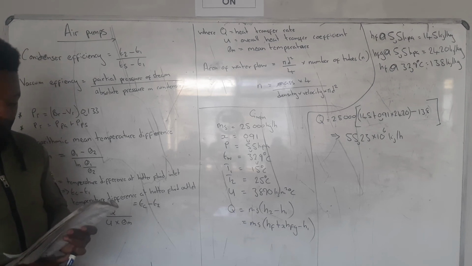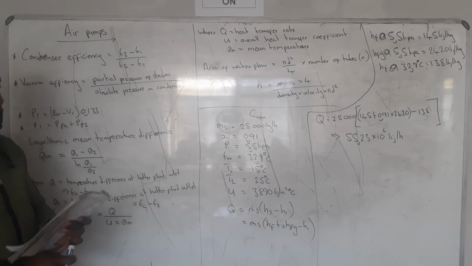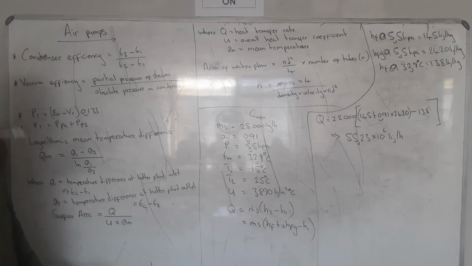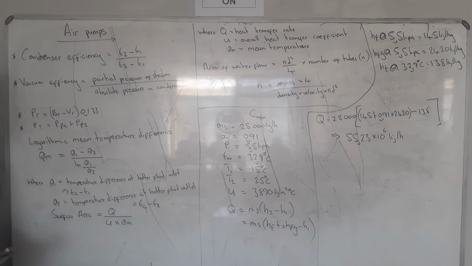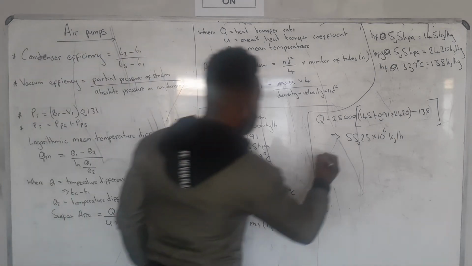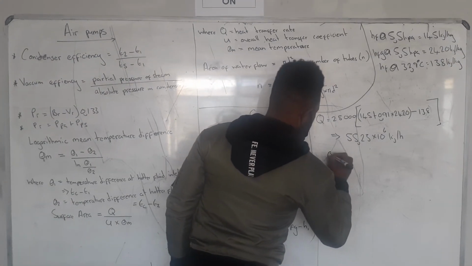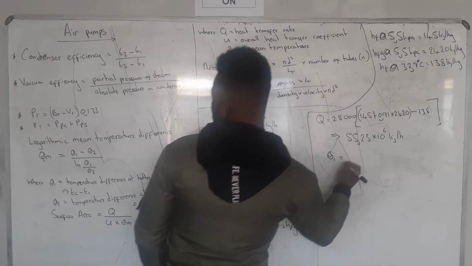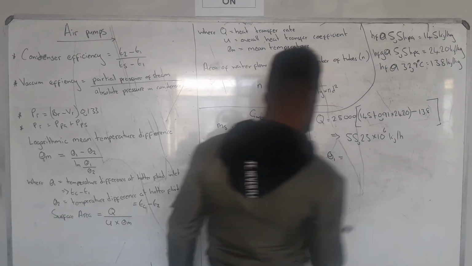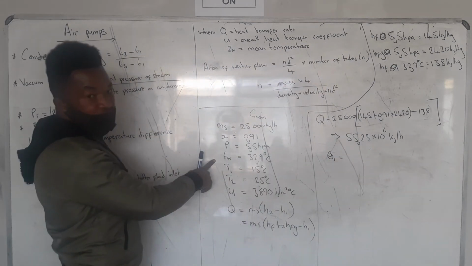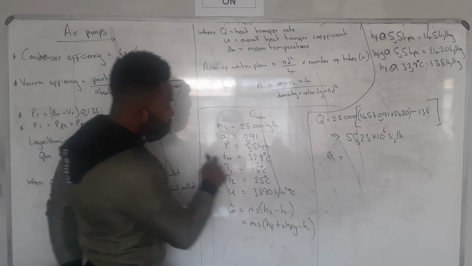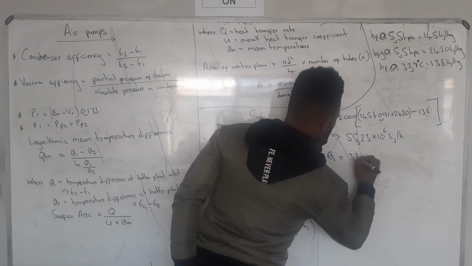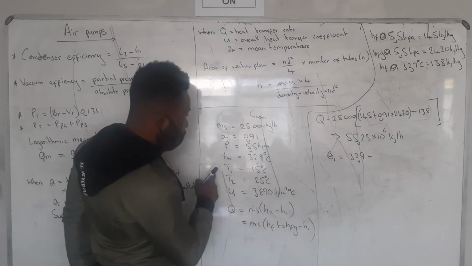What else do I need here? I also need my theta M. And how do we calculate my theta M? I said this is the formula. You have to find your theta 1 and theta 2. And how do I get my theta 1? Theta 1 is Tc minus T1. What is your Tc? It's the temperature of the water, which is 32.9, minus T1, which is 15.